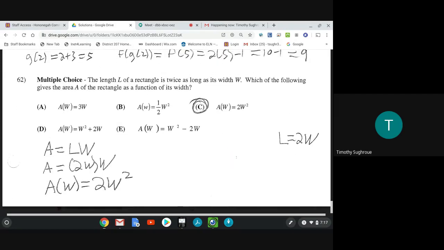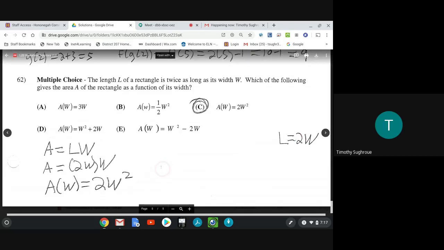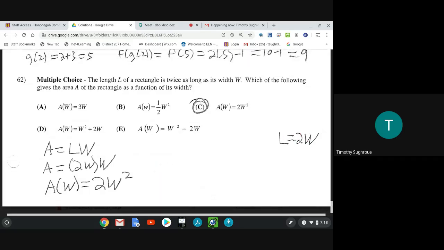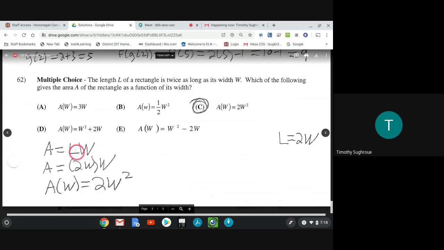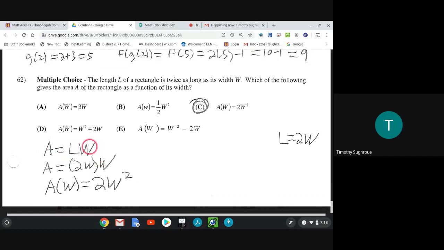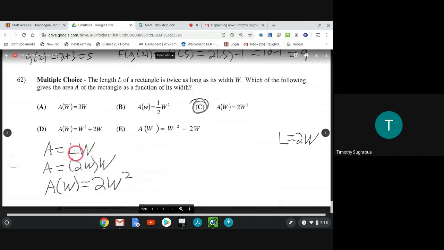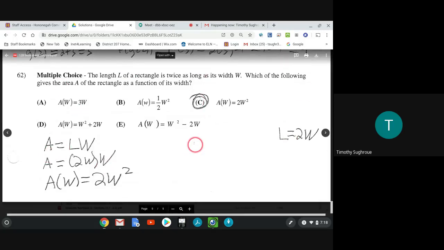Last multiple choice. The length of a rectangle is twice as long as the width. There it is right there. Write that equation down. Which of the following gives the area of the rectangle as a function of the width? You're going to do lots of this in chapter 5, where we know the area of a rectangle is length times width, except we want to write it as a function of one variable, not two variables. So I have to write it as a function of the width. Okay, I'll just replace L with 2W. If I replace L with 2W, 2W times W is 2W squared, C. But this is a very important skill in chapter 5.